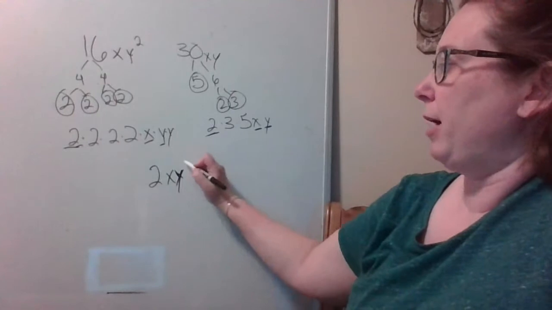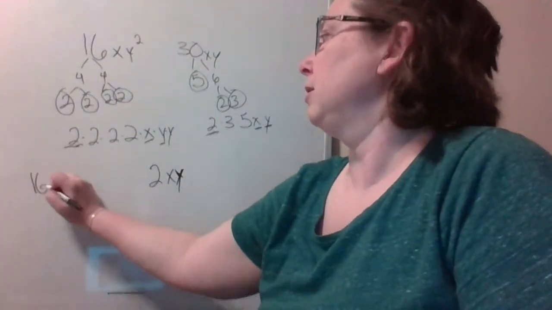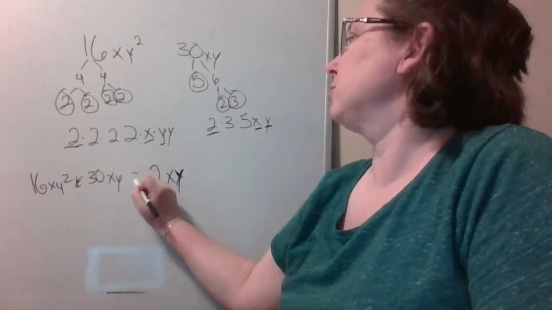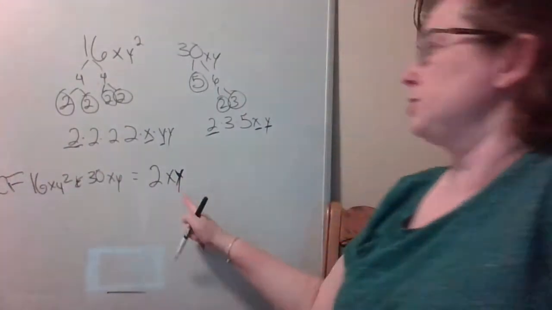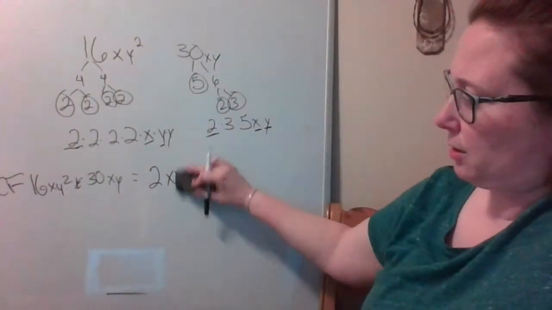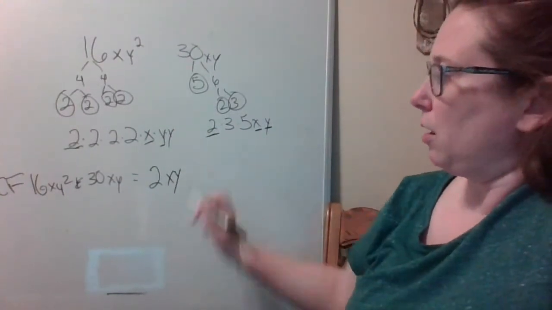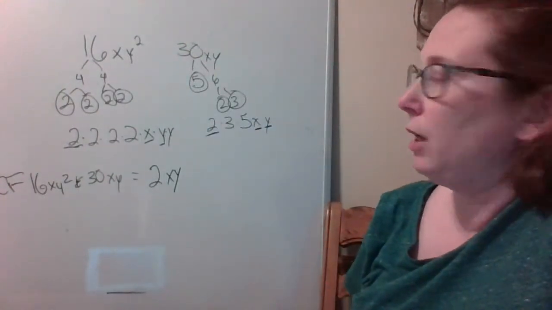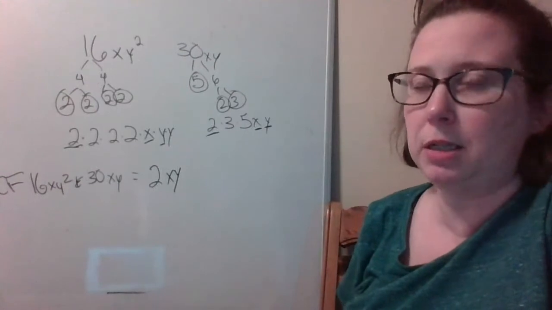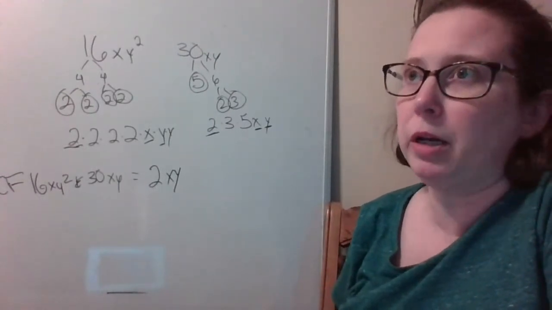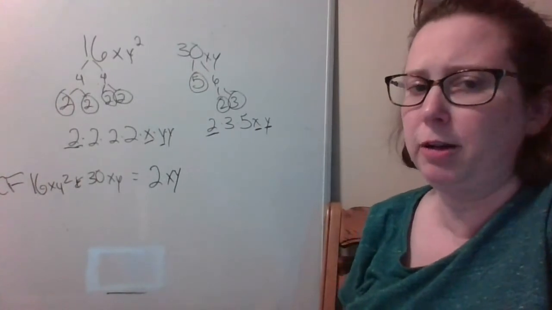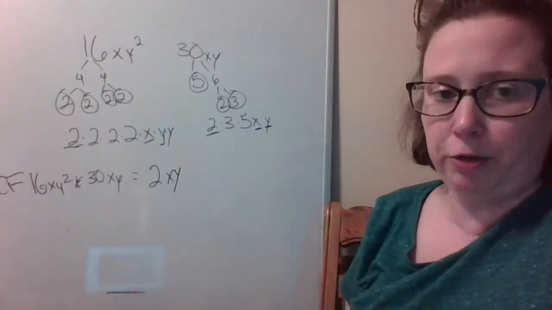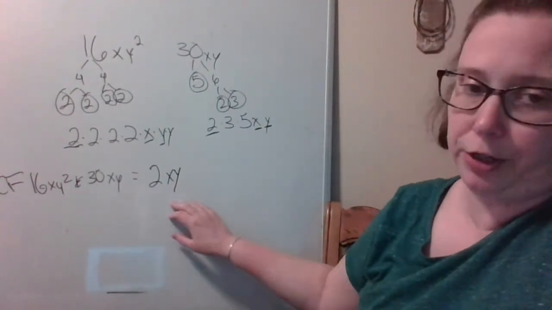So my greatest common factor between 16xy squared and 30xy is going to be 2xy. Now, some of you may have been able to look at these two numbers, and if you think it through and you think, okay, I have 16, I have 30, what's the biggest number that can go into both of those numbers without a remainder? You may have been able to come up with that too in your head. If that's the case, that is perfectly fine. You would just need to write this for your answer.